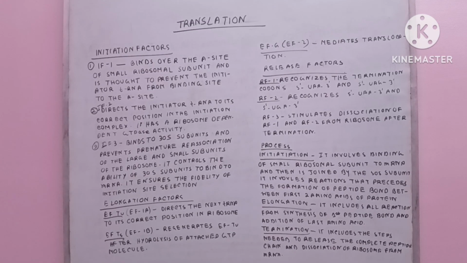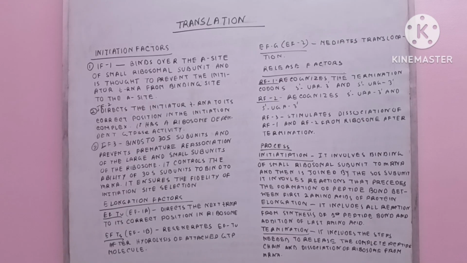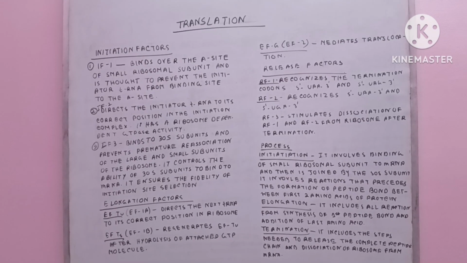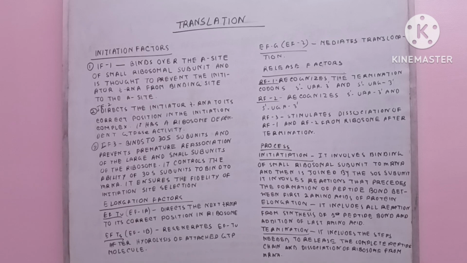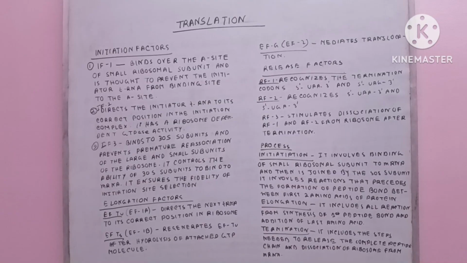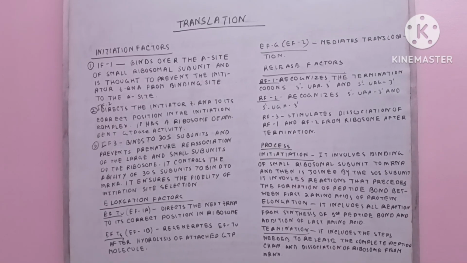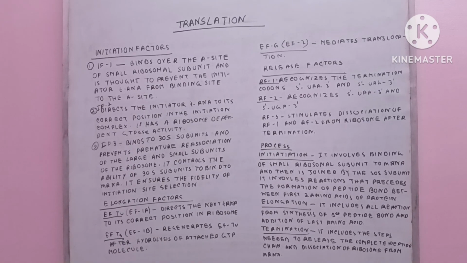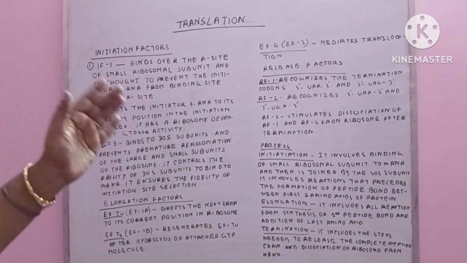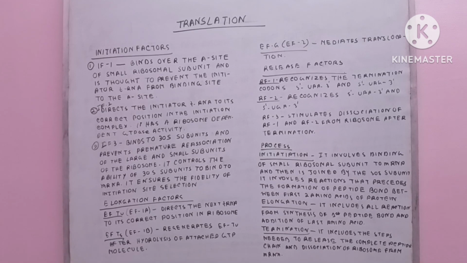So there are three factors. RF1 and RF2 both recognize the termination codons, but RF3 stimulates the dissociation of RF1 and RF2 from the ribosome just after termination. So this is the basic, brief explanation of the translation factors and the translation process. I will try to explain how these factors are involved in the translation process, and we will learn about the initiation, elongation and termination processes.